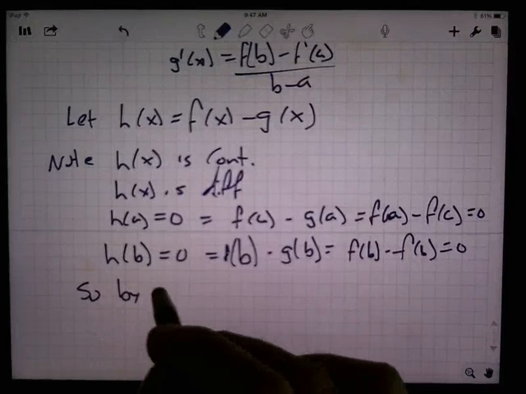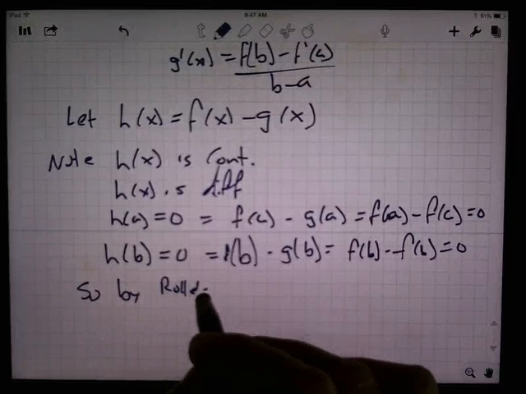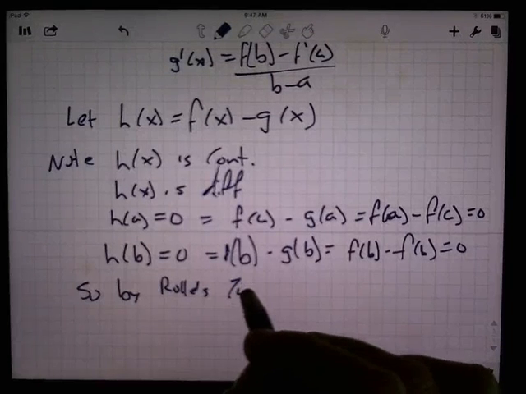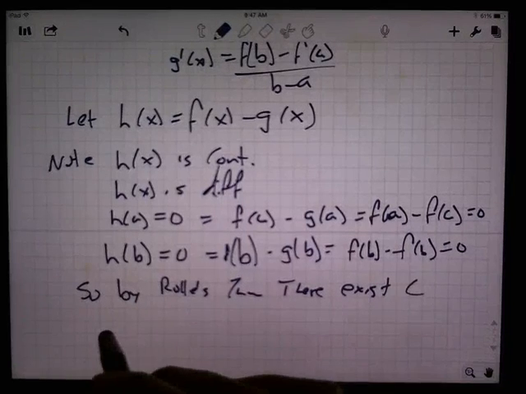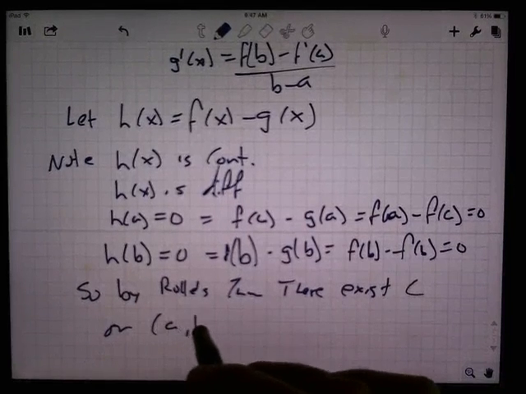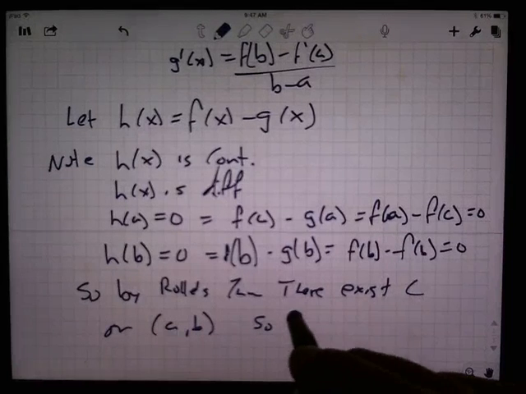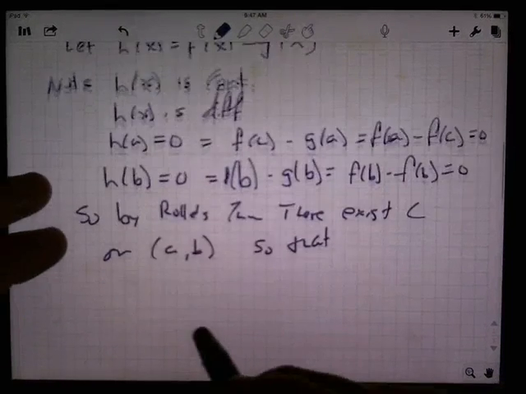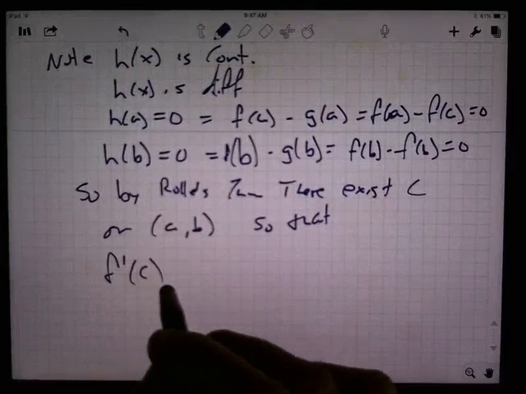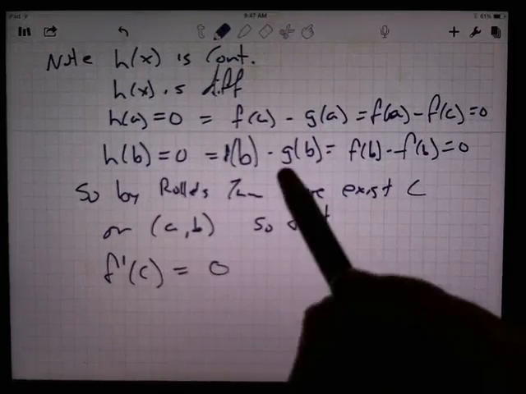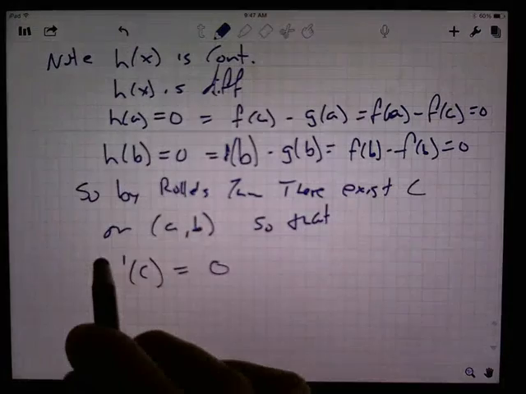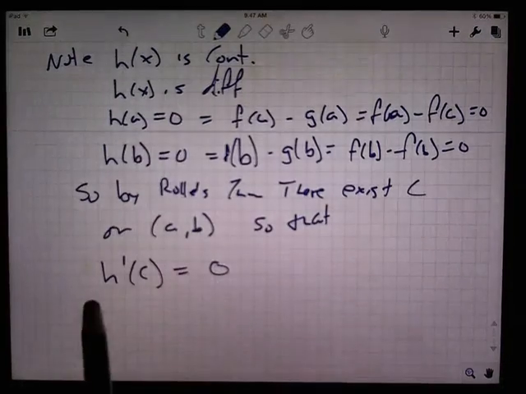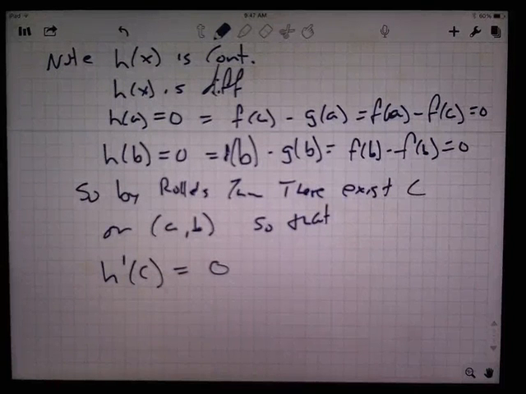So by Rolle's theorem, there exists a c on the open interval somewhere between a and b, so that f prime of c equals 0. Not f prime, h prime. H is the one that's satisfying Rolle's theorem, so that's saying that h prime of c is equal to 0. Well, what is h prime of c?